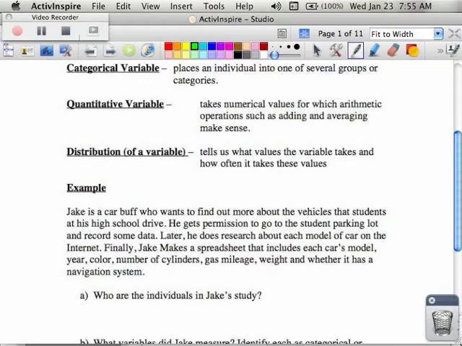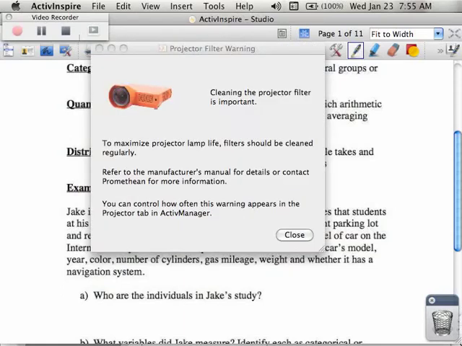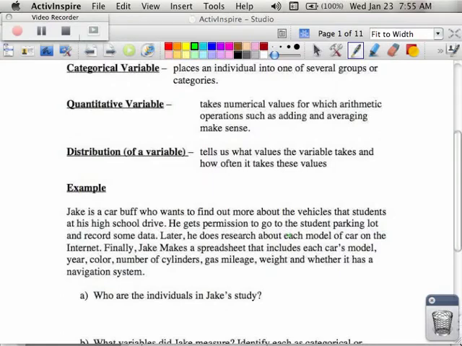Our first example: Jake is a car buff who wants to find out more about the vehicles that high school students drive. He gets permission to go to the parking lot and record some data. Later, he does research about the model of the car on the internet. Finally, he makes a spreadsheet that includes the car's model, year, color, number of cylinders, gas mileage, weight, and whether it has a nav system in it.